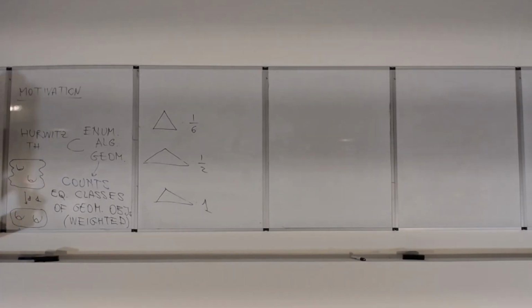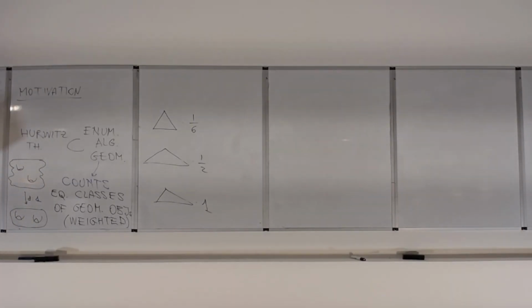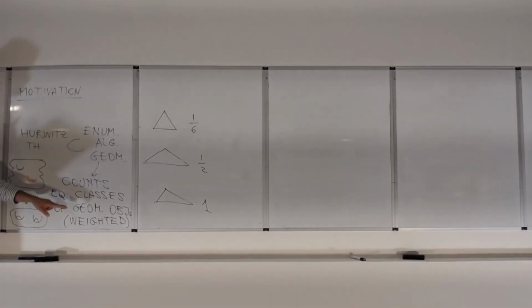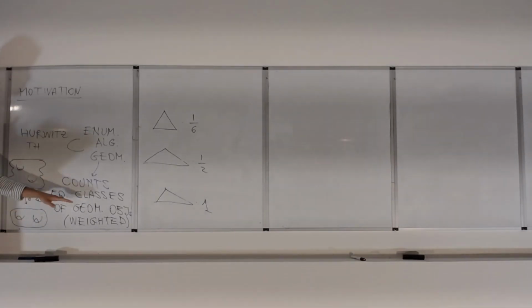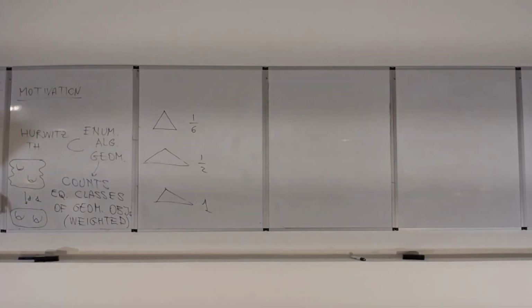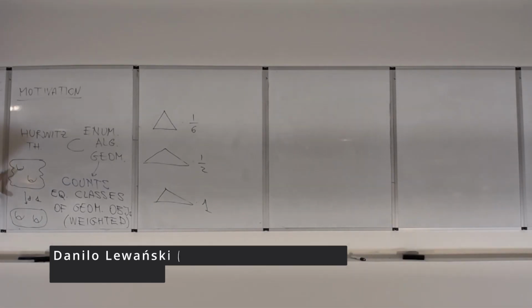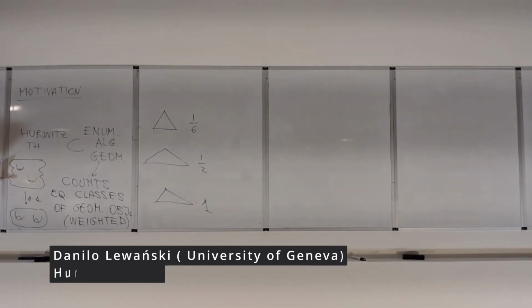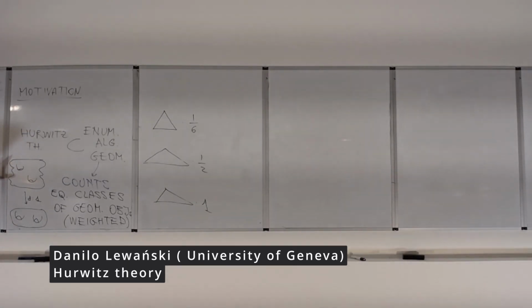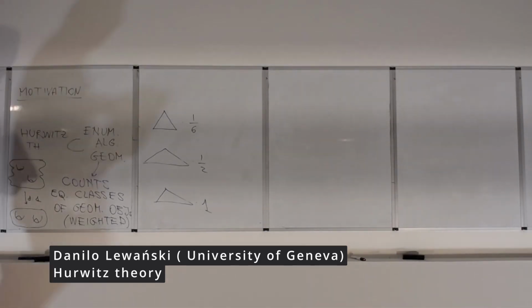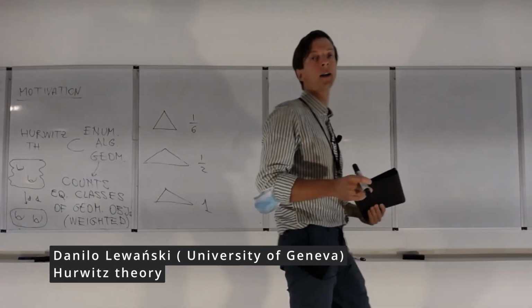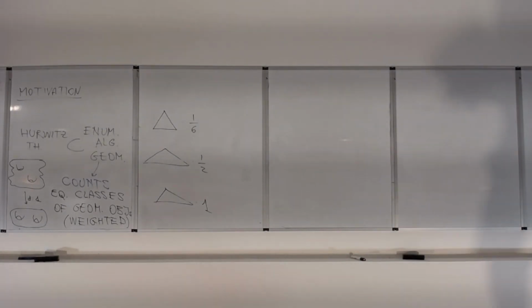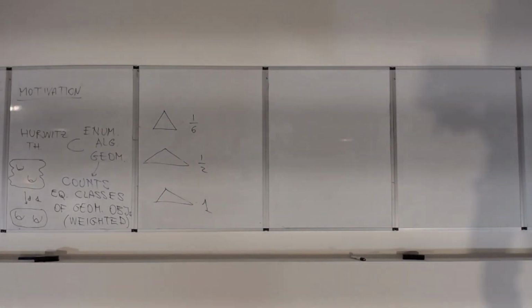Okay, so here we count geometric objects, and in particular, in Hurwitz theory, we want to count covers of Riemann surfaces by other Riemann surfaces. That's what we want to do. So then we'll have to decide how picky we are, and then also we'll have to define their weights. Cool.